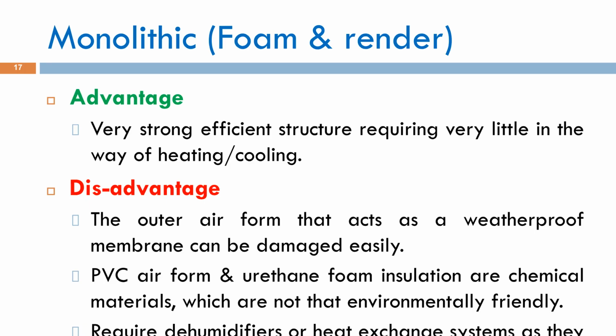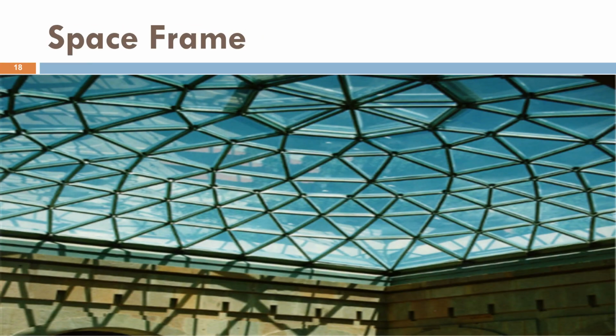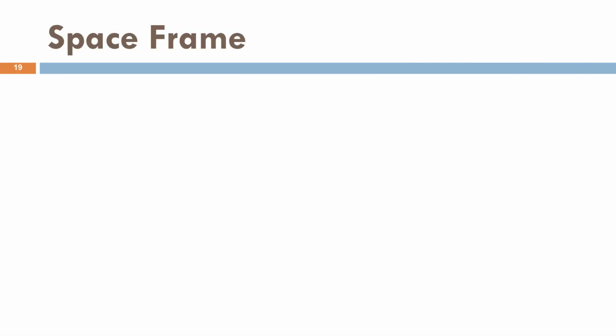However, the PVC membrane can be damaged easily, the materials are less environmentally friendly, and additional ventilation systems may be required because the structure is almost airtight. Another construction method for large-span structures is the space frame, which is often seen in public buildings like airports and exhibition halls. A space frame dome is built using steel bars, connected by steel balls with accurately machined fixing points. The members form a three-dimensional framework that efficiently distributes loads.